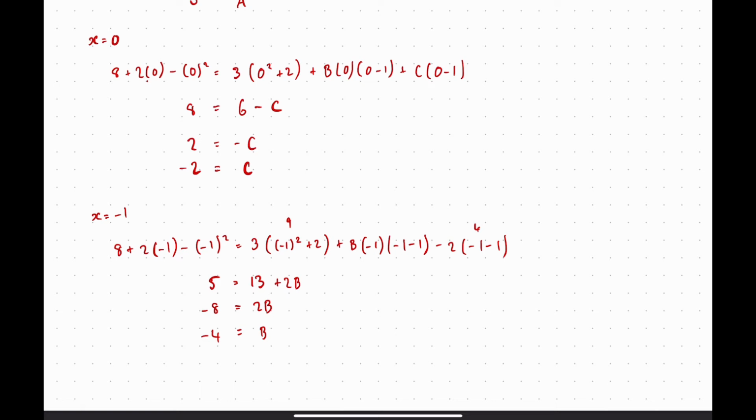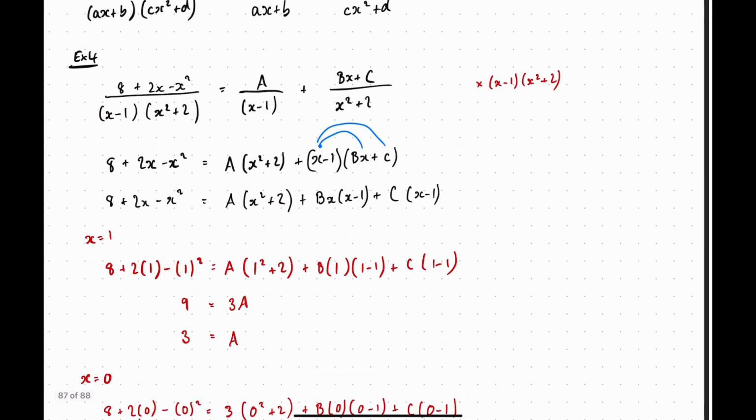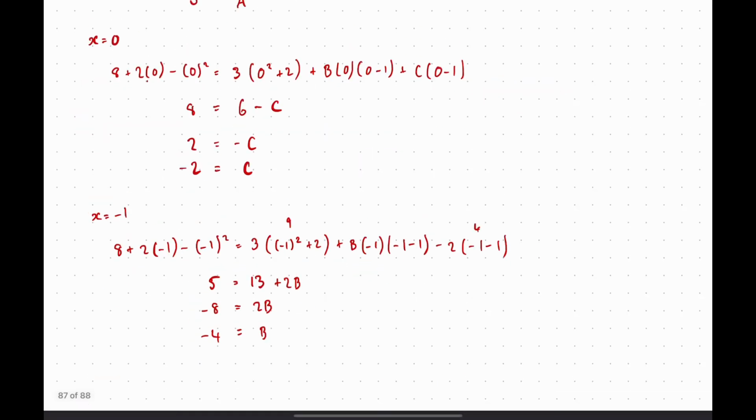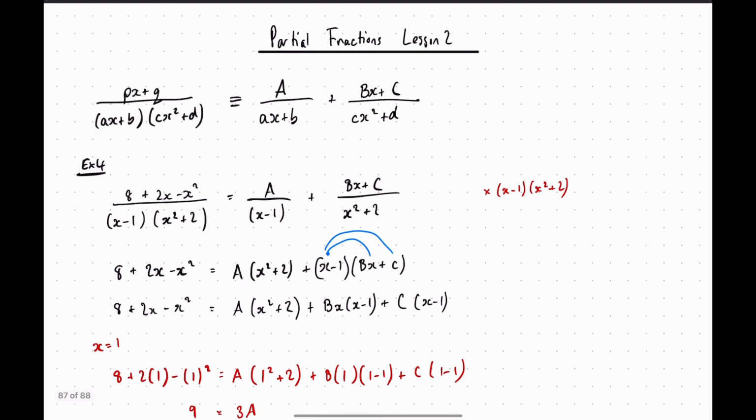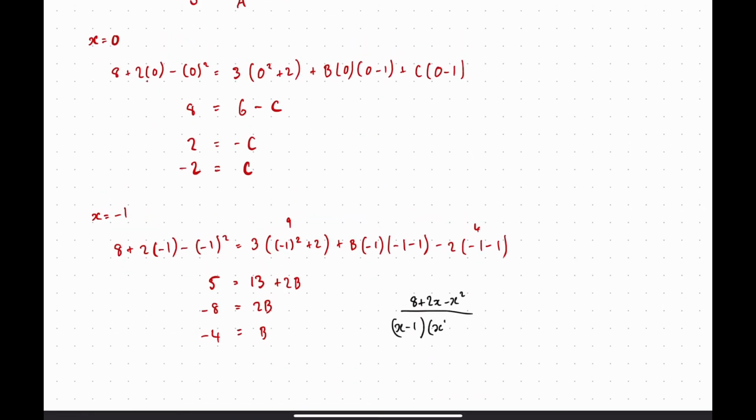Now it's just about writing our answer in its final form, so that will be looking like this. Okay, so 8 plus 2x minus x squared over x minus 1, x squared plus 2 is equal to my a term, which is 3 over x minus 1. Sorry, that was not good. 3 over x minus 1. My b term, so that I could take a negative because it's minus 4x and minus 2, so I could rewrite this as a minus positive 4x positive 2. I'm just going to make it easier on myself at the moment and just say plus minus 4x minus 2 over x squared plus 2.